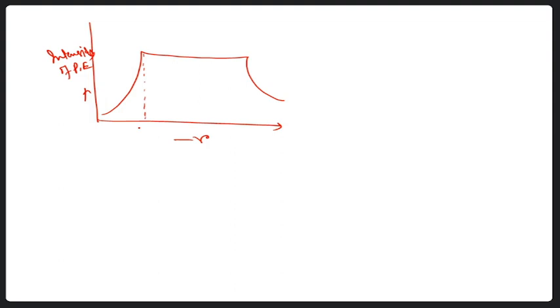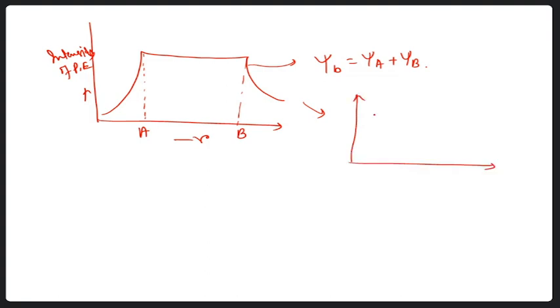So this is the A atom, this is the B atom. And the curve which is formed is called psi B equal to psi A plus psi B. That is the combination between two atomic orbitals. Now if we go for psi square, how does it look? Someone asks you, what would be the geometry if it is psi square? That is psi B. What would be psi B if we differentiate it? Then the intensity should be that way. So this is the psi B square.